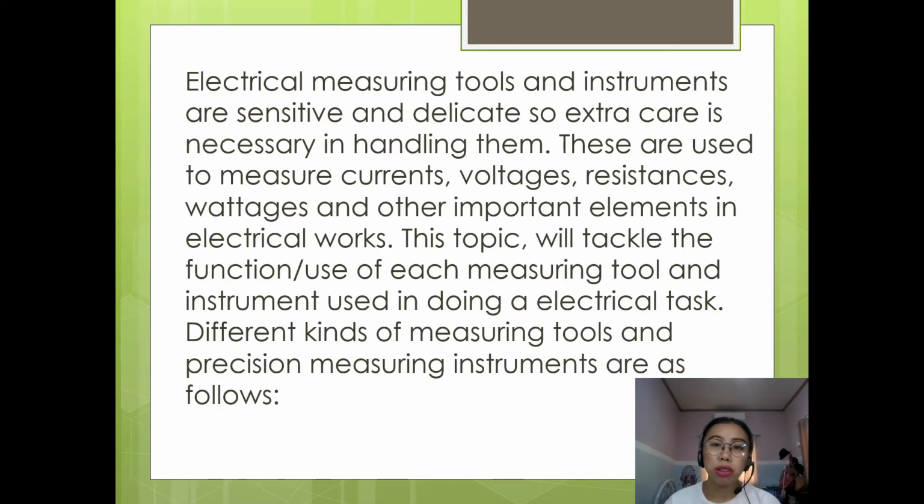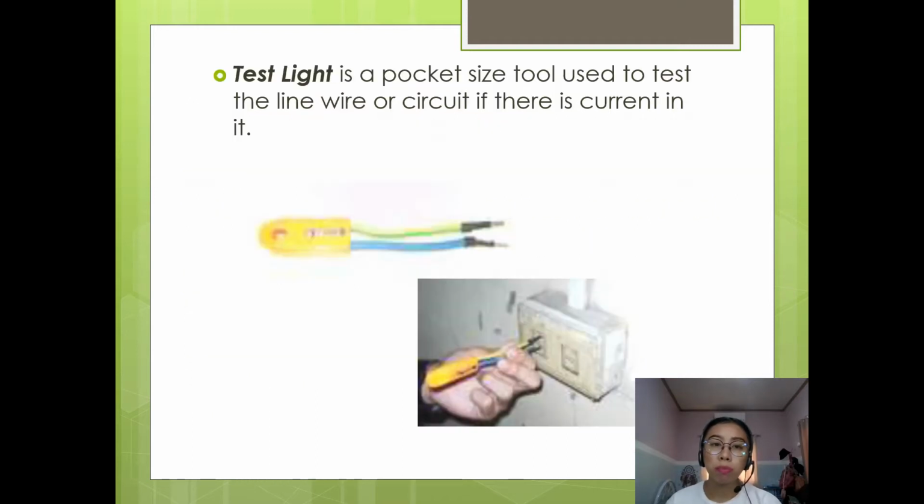Electrical measuring tools and instruments are sensitive and delicate, so extra care is necessary in handling them. These are used to measure currents, voltages, resistances, wattages, and other important elements in electrical works. This topic will tackle the function or use of each measuring tool and instrument used in doing an electrical task. Different kinds of measuring tools and precision measuring instruments are as follows.